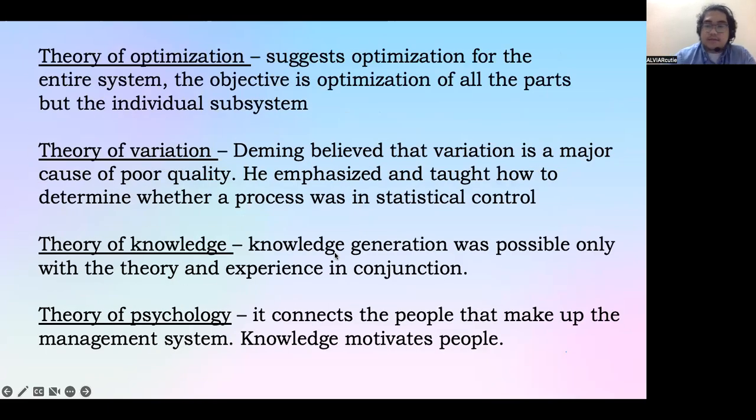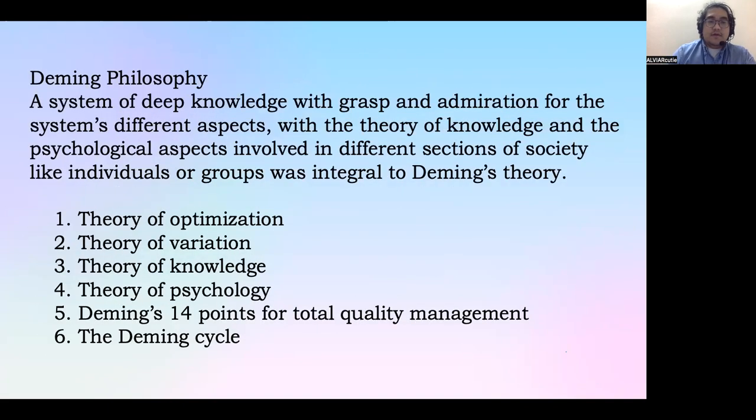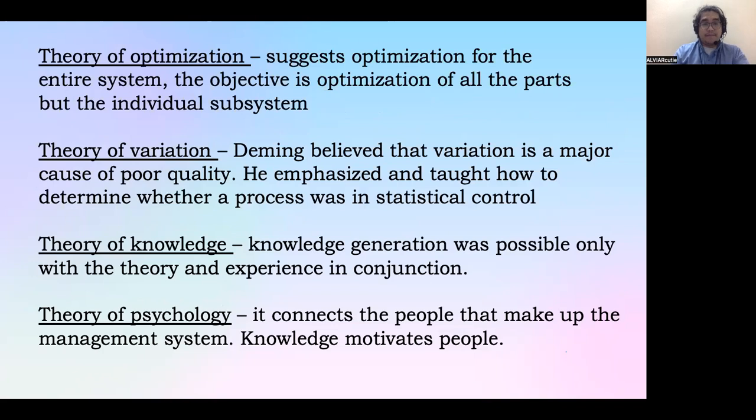Nasaan na? Wait, balik natin. So, ito yung mga theory ni Deming: theory of optimization, theory of variation, theory of knowledge, theory of psychology, Deming's 14 points for total quality management, and Deming cycle.